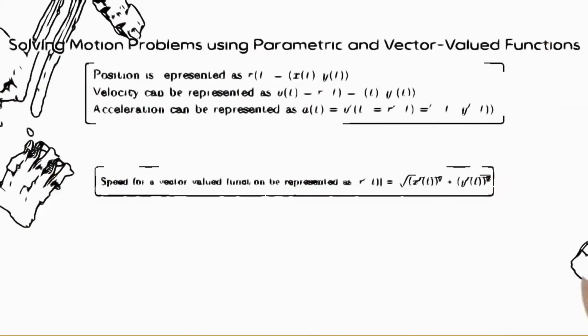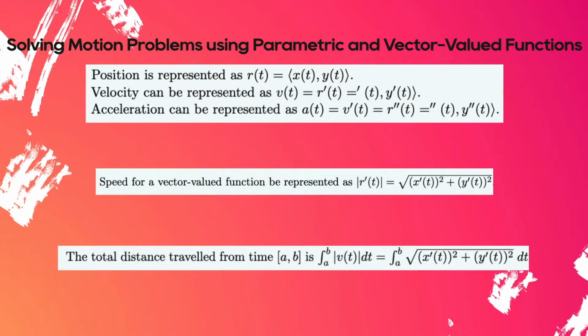Now, it's very important to be able to solve motion problems using parametric and vector-valued functions. This is very popular on the free response section. Well, if position is x of t, comma, y of t, then that means velocity is x prime of t, comma, y prime of t, because velocity is the derivative of position. Acceleration is the derivative of velocity, so it's x double prime of t, comma, y double prime of t.